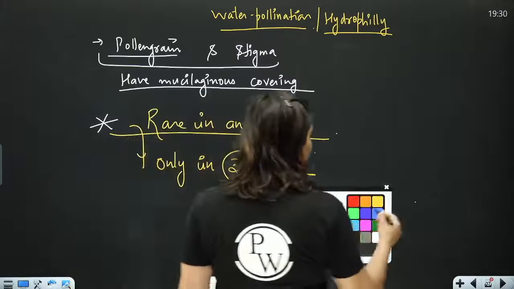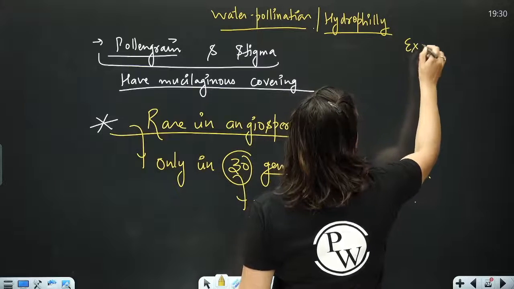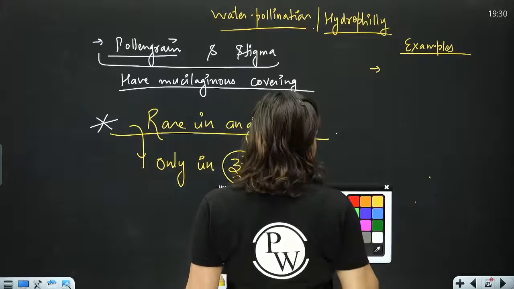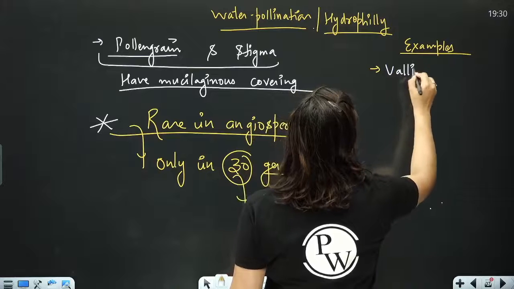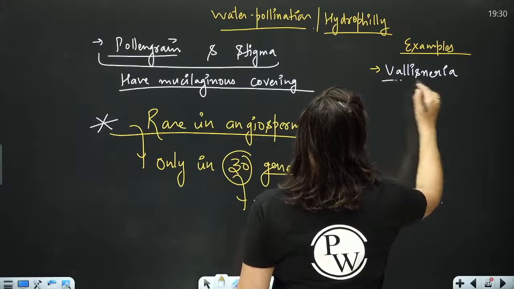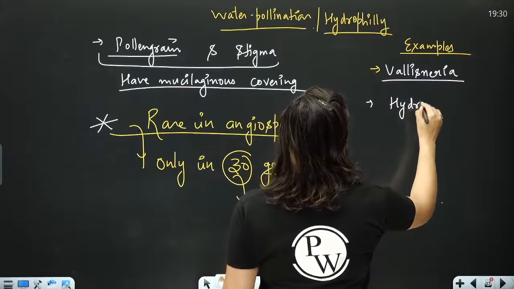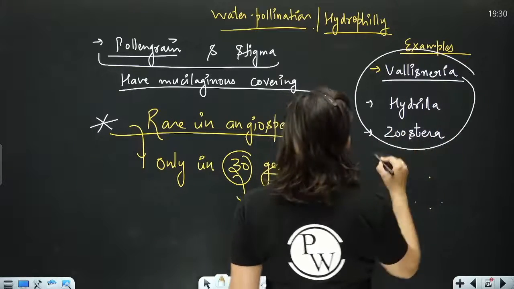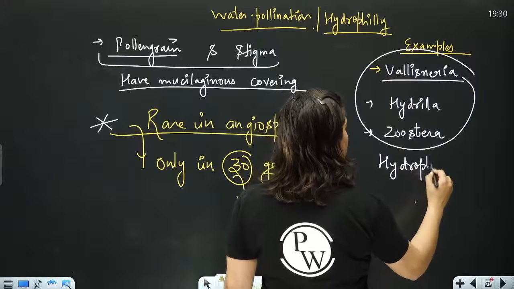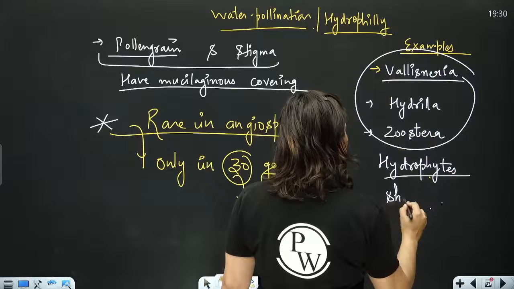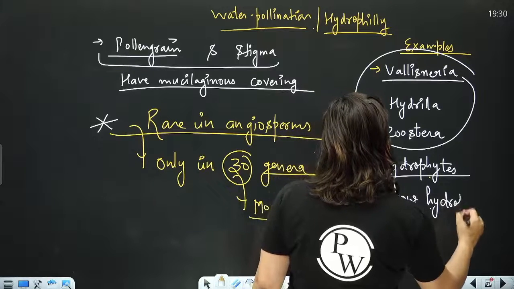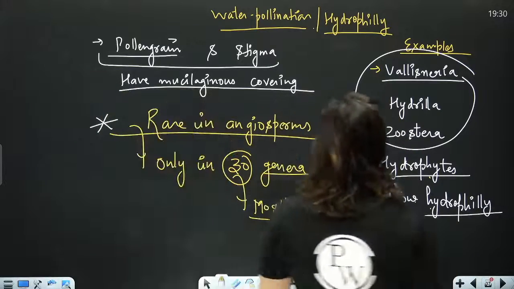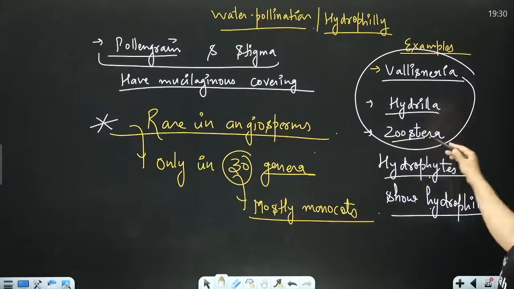So the examples of hydrophily are only very few, like Vallisneria, Hydrilla, and Zostera. These are the 3 hydrophytes or aquatic plants which show hydrophily. Otherwise, many hydrophytes show either wind pollination or insect pollination, right? So these are the 3 examples of hydrophytes which show hydrophily.